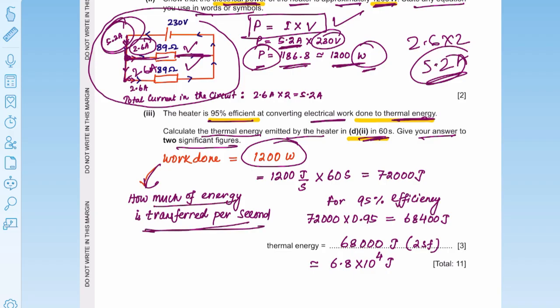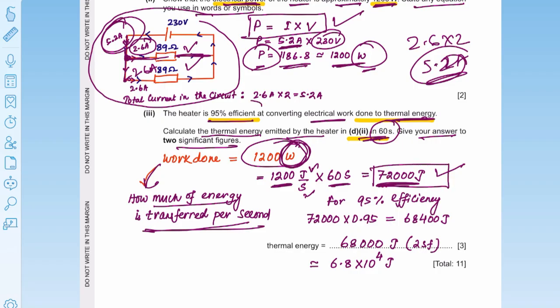See, this watt can be written, 1200, that is joule per second. Yes or no? This is for 1 second, right? But the time is given as 60 seconds. So 1200 joule per second times 60 seconds, we get 72,000 joule. This is the total amount of work done, right?